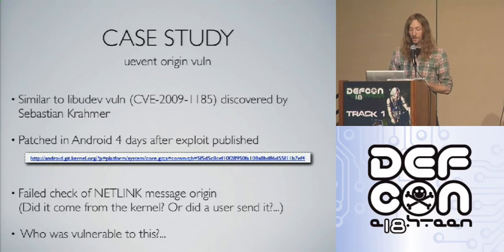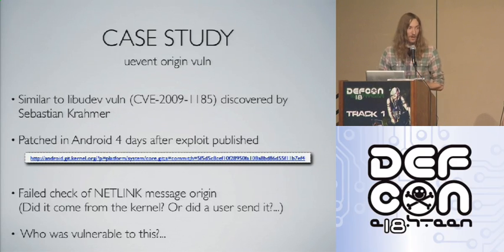This is a vulnerability that came out recently that was very similar to the libudev vuln, CVE 2009-1185, that was discovered by Sebastian Kramer. I would like to point out that we did incorrectly state at Black Hat that this vulnerability was in fact CVE 2009-1185, but Android itself does not use libudev, but they, in their implementation of handling events, proceeded to recreate the exact same bug, and Sebastian took his exploit that he wrote originally for that and was able to port that to run on Android.